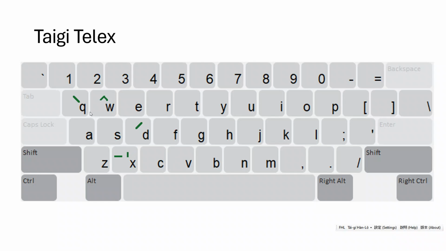So basically, in Taiwanese, the Q, W, R, Y, and D, F, and Z, and X will not be used in the Taiwanese language. So we can select any five of them as our tone mark keys.